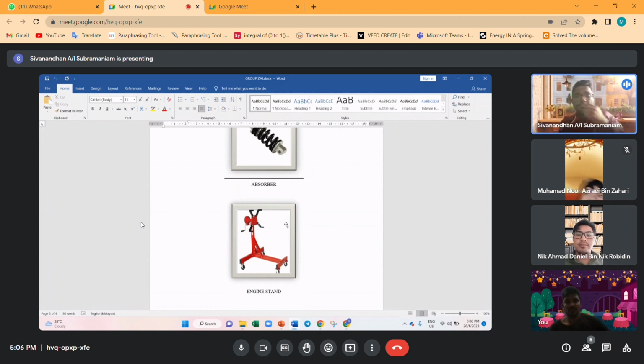Yeah, it's actually based on the modification part. So if we're doing the modification on the body frame, that means we have to analyze the body frame. So it's based on that.